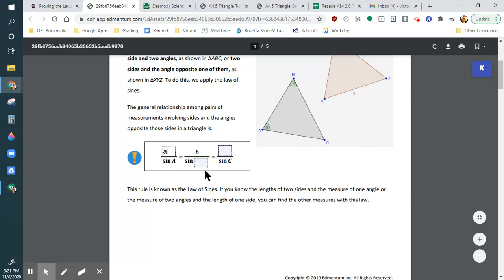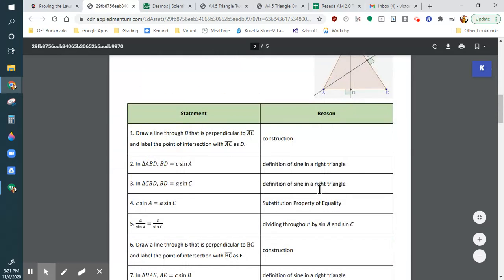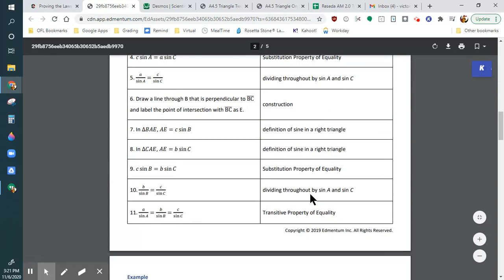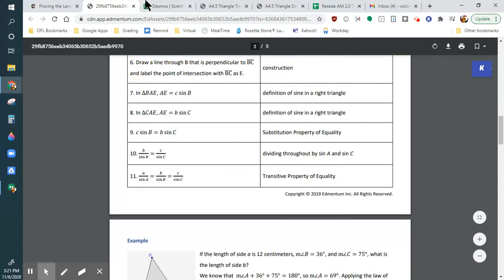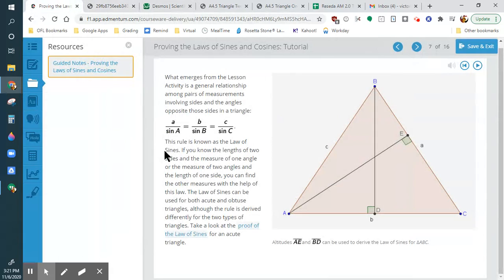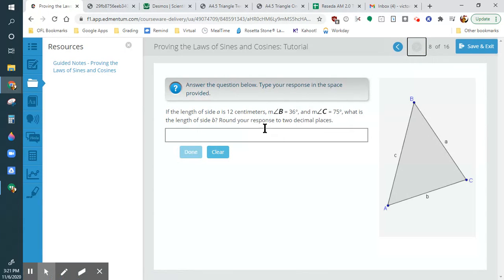So you're going to put your little a here. You're going to put your sine of your big B here. And you're going to put your little c here. That way you have this in your notes ready for later. And if you look here, they even give you the reasoning for this. Oh, I wonder if this is going to come in handy for our next slide.